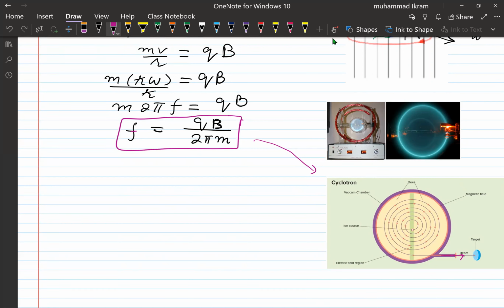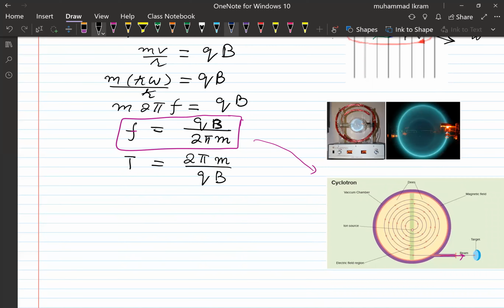And what will be the time period? Since time period is the reciprocal of the frequency, the time period will be 2 pi m over qB. So this will be the time period of the electron, or charged particle, when it is projected perpendicularly to uniform magnetic field, right?